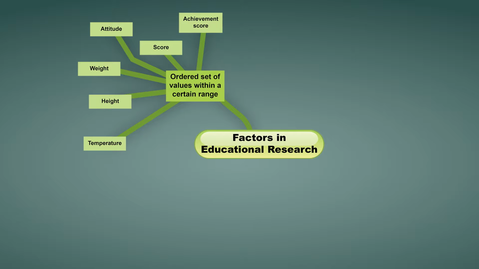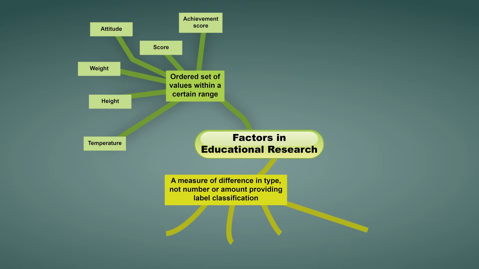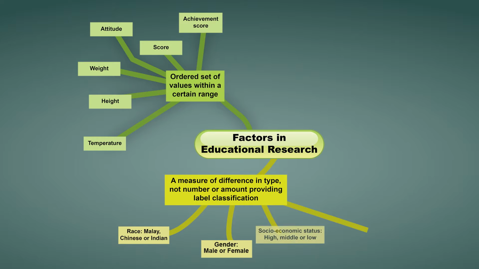A categorical variable is a measure of difference in type, not number or amount, providing label classification. Examples of categorical variables are race, which can be classified as Malay, Chinese, Indian, and others. Gender, which can be classified as male or female. Socioeconomic status, which can be classified as high, middle, or low. And proficiency level, which can be classified as good, average, and poor.